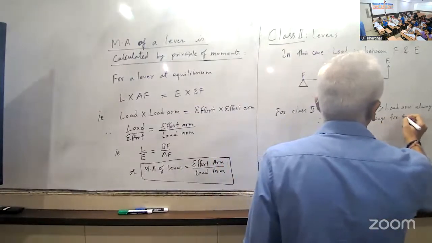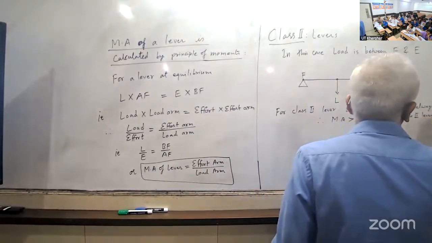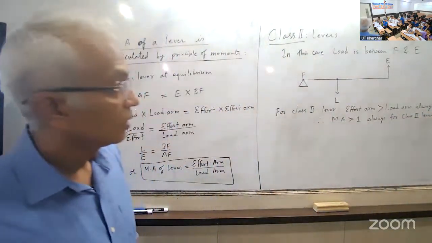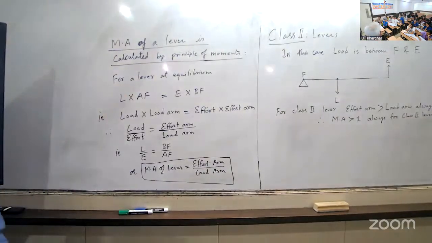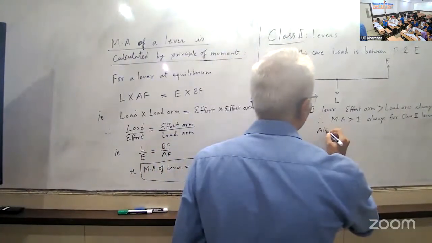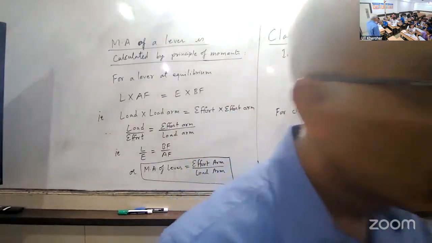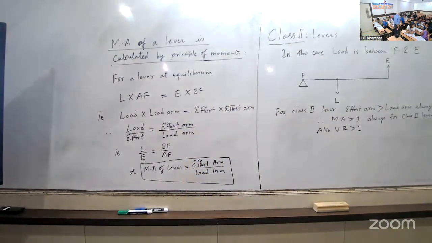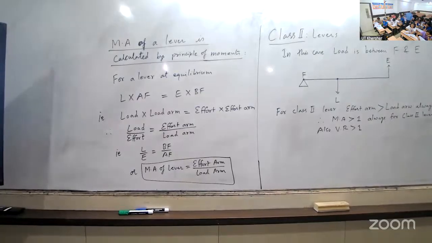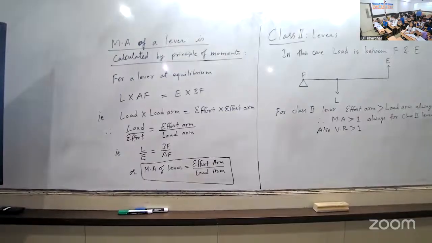Also, ER is greater than load arm. So hope this is easy to understand. It is obvious that the effort arm will always be greater than load arm. So what are the examples for class 2 levers?